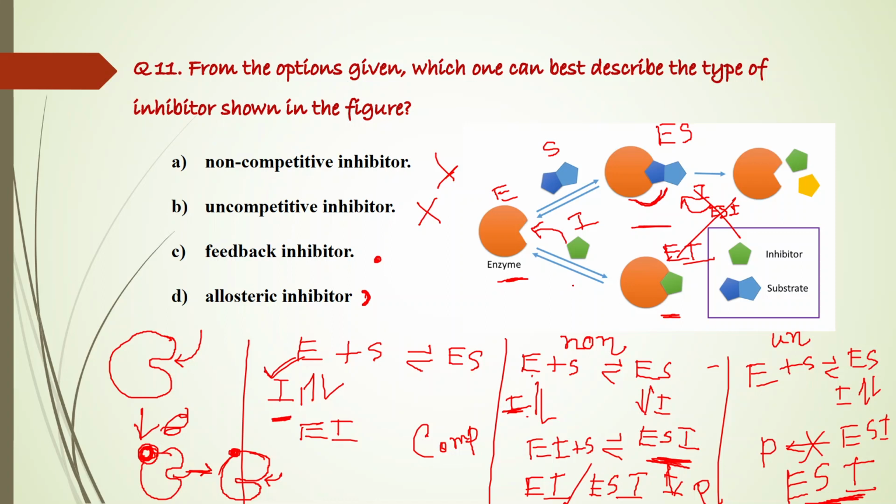If it was happening, then the green one would have attached somewhere else, either here or somewhere here, and the catalytic site or the conformation of the catalytic site would have changed, something like this or this, something would have happened. But this is again not happening. So the fourth option, that is allosteric inhibition, is also wrong. So the only option left is feedback inhibition.